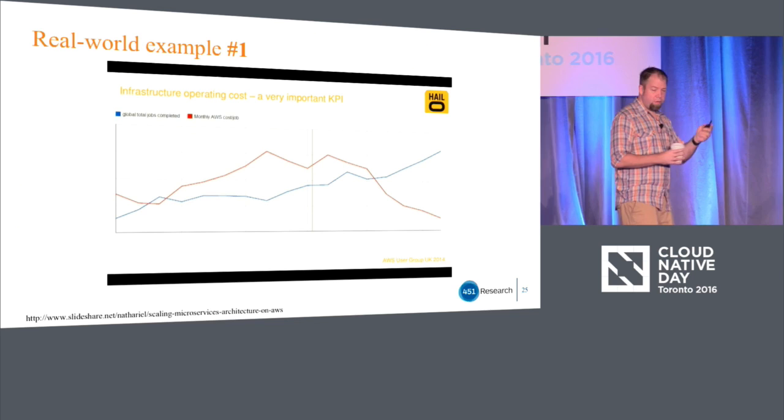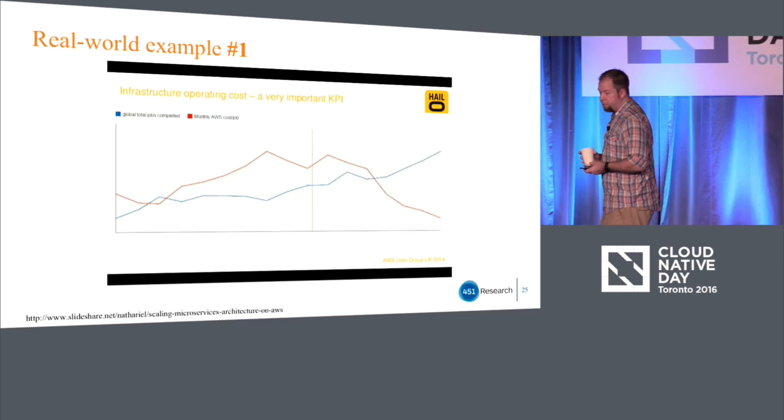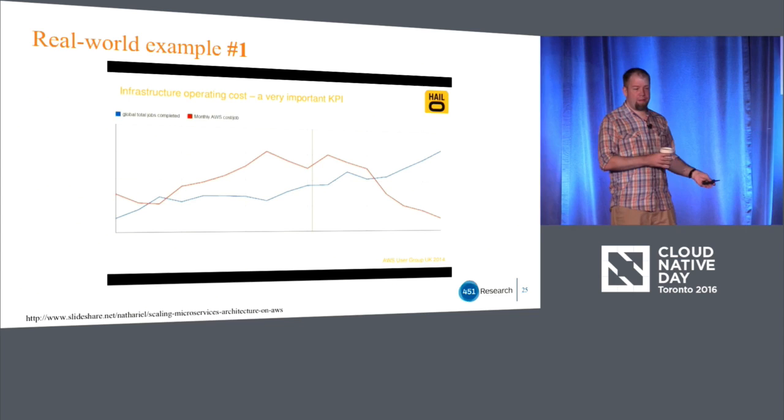One of them, the red one, is the cost per job that they're running in their cluster. And the blue line is the number of total jobs completed. And you may or may not be able to see, but there's a vertical line right in the middle there, which is when they made that flip over to microservices.